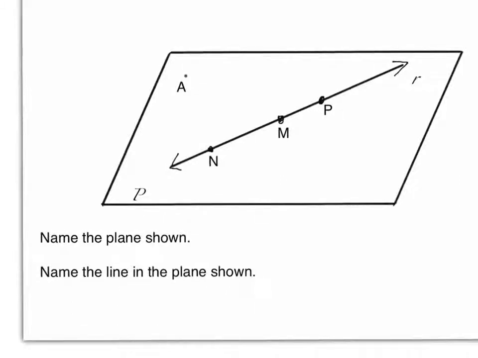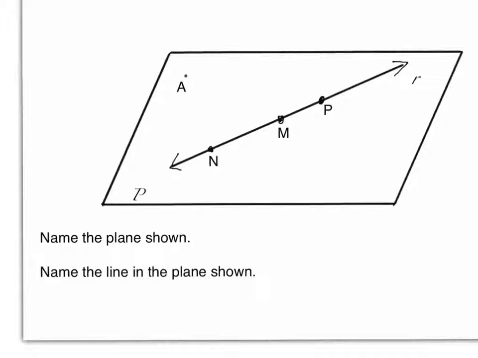In geometry, it's important that we name things correctly. If you don't, later on, things could become confusing. Naming a plane and naming a line are two of the simplest geometric shapes to name. The first one, name a plane.